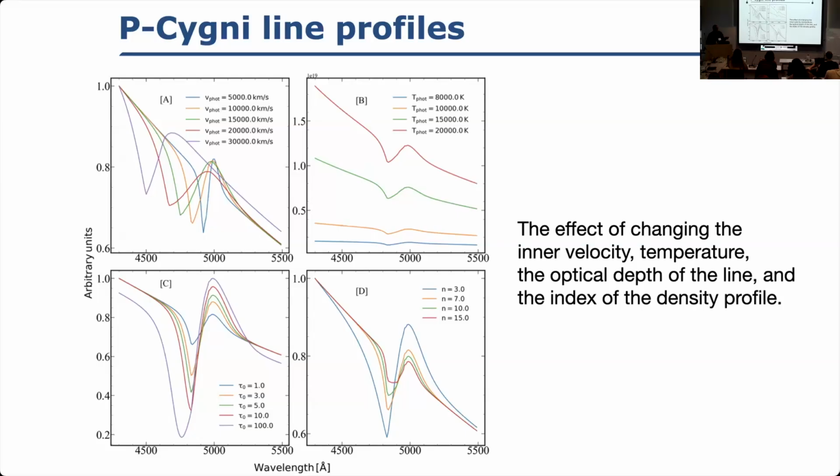You can change the density slope, the beta parameter, how the density changes with velocity. That's going to change the line profile. You can change the continuum temperature, making the line different as well. And again, this all assumes spherical symmetry. If it's not exactly spherically symmetric, then of course it's going to change the line profile also.